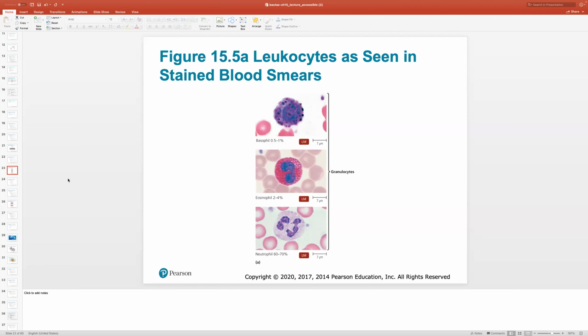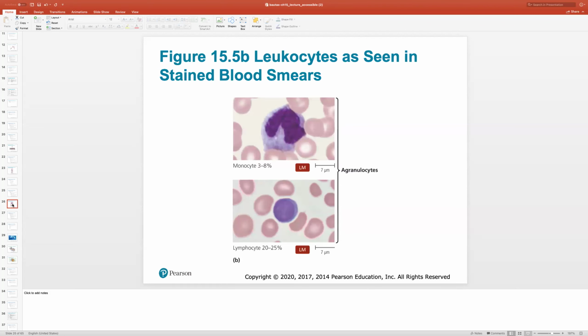When we look at the agranulocytes here, you can see that the monocyte has a lobed nucleus here. And the lymphocyte, the nucleus takes up almost the entire cell. The lymphocytes are the most common involved in adaptive immunity. So, we are going to be looking at these further when we talk about adaptive immunity in chapter 16. But the natural killer lymphocytes are part of innate immunity.